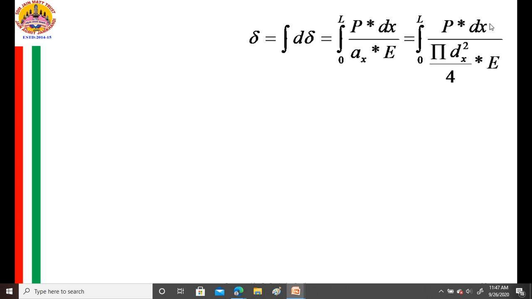So here, what are all the constants? One is P, 4P, pi E are constants. The only variable is dx square. Friends, what is the integration of 1 divided by dx square? This I can take as dx raised to minus 2. What is the integration of dx raised to minus 2?